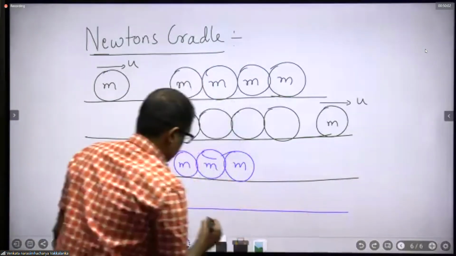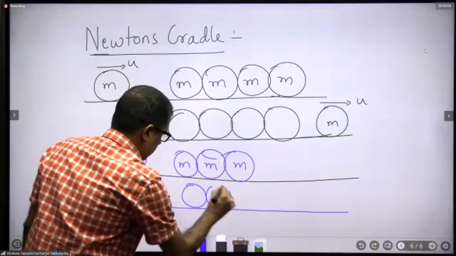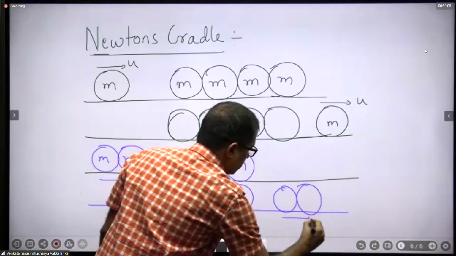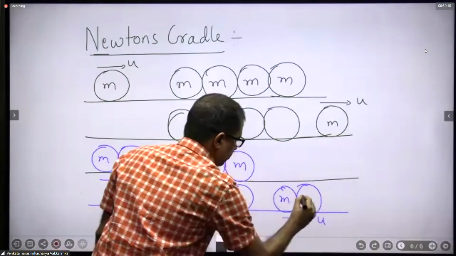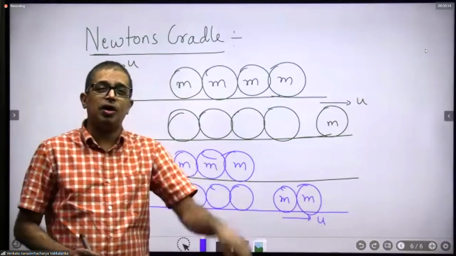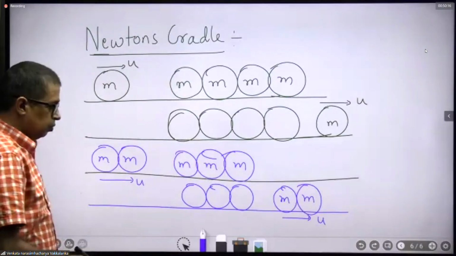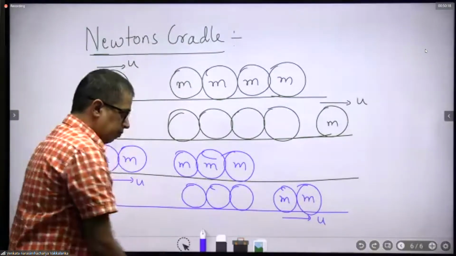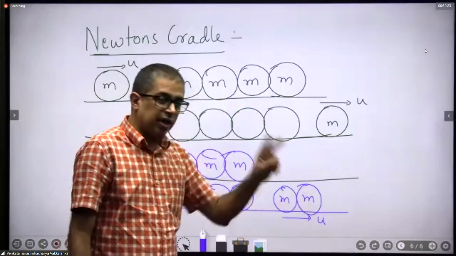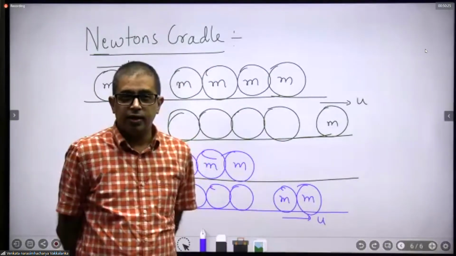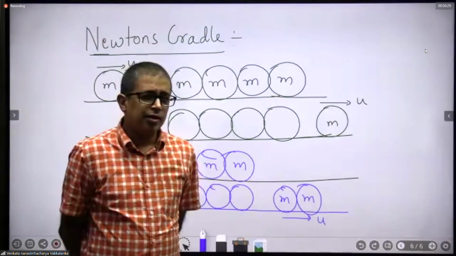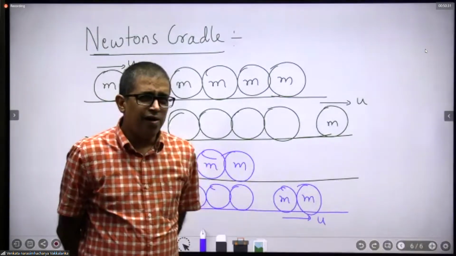So two masses with u each. Will it be 2 masses moving with a velocity of u, or will it be 1 mass moving with a velocity 2u? Two masses with velocity u. Why not the other option? Why shouldn't it be 1 mass with 2u velocity? The masses are identical. Mass should be conserved, so 2m mass.